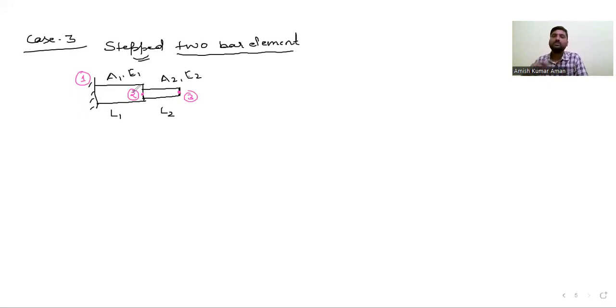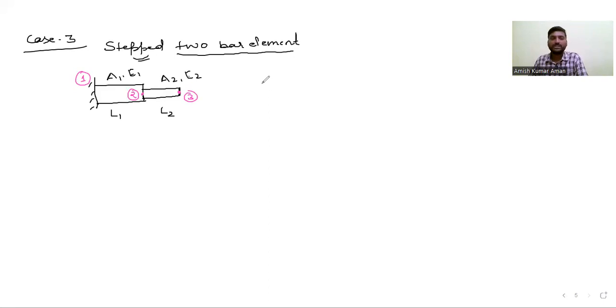So in this case, how are you going to develop the stiffness matrix? What equation are you going to get for the stiffness matrix? There are 3 cases. First, a very simple case. Second, where on both sides we are applying the force. Third, the stepped 2-bar. Only 3 cases are there. If you know these 3 cases, it will be very helpful for solving problems. Rather, I can say you will be able to solve all the problems regarding this bar element. Nothing will be left.